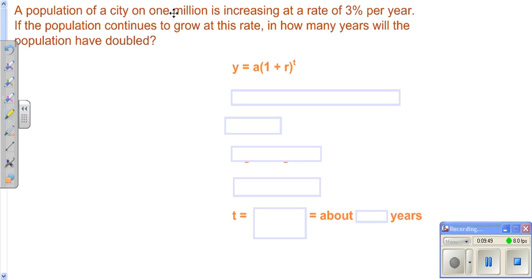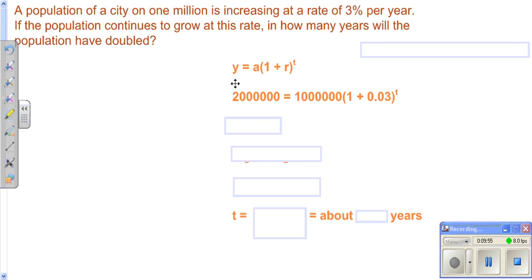We're starting out with 1,000,000. We want to know when it's going to double, meaning get to 2,000,000. So A is your million, your initial amount. Y is your final amount. It's got to be double a million, so that's why we have 2 million. Plugging in your r, we're going to find t. We knew we were trying to find t because it said how many years, and that's time.